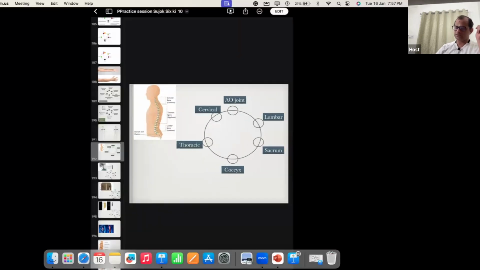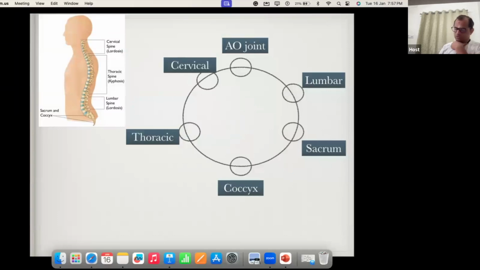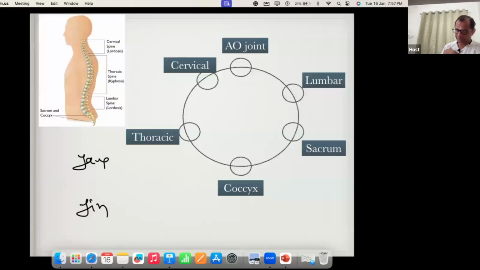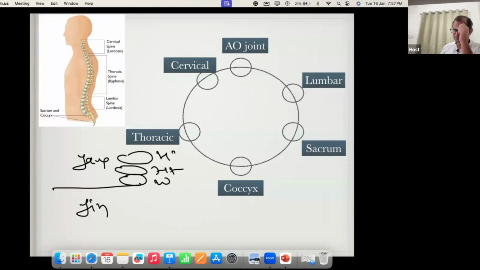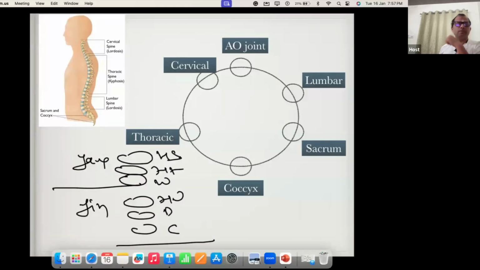If we divide the spine in the 6 energies, always remember yang in the upper side and yin in the lower side. There are 3 levels of yang: wind, heat, and hotness. And there are 3 levels of yin: humidity, dryness, and coldness. If you don't want to confuse yourself, always start from bottom.